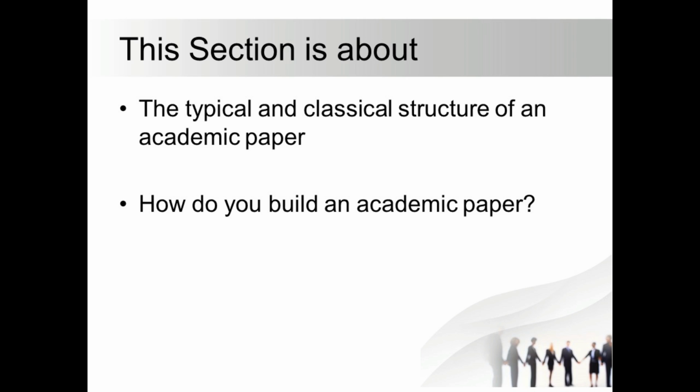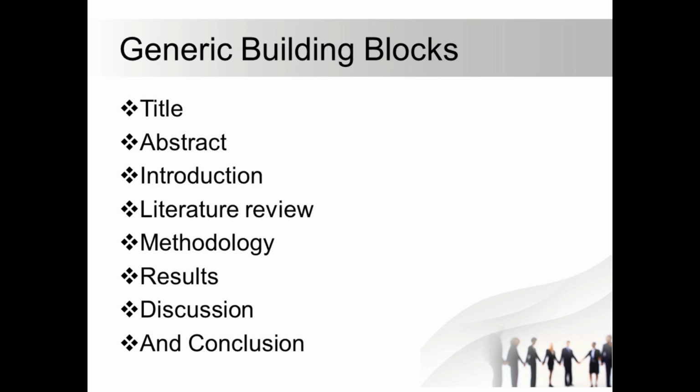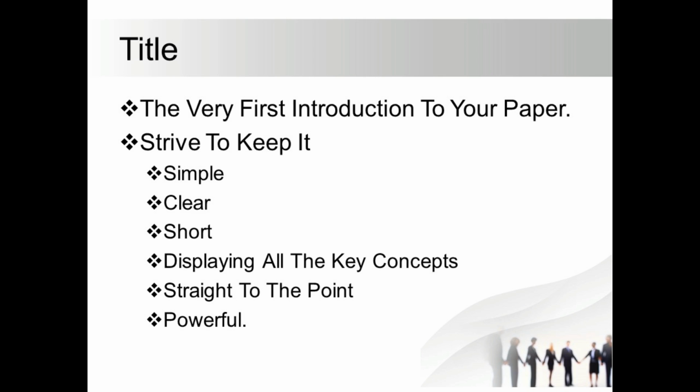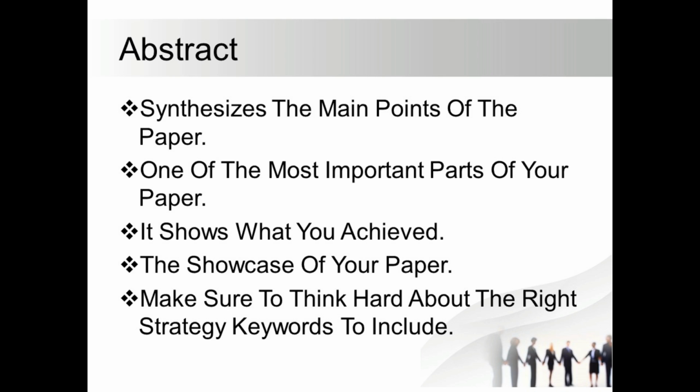As we begin, it's important to understand that there are some generic building blocks you will find in almost every paper. Those are title, abstract, introduction, literature review, methodology, results, discussion, and conclusion. Starting at the beginning, let's remember that there's a title, and it's an important element as the very first introduction to your paper. Strive to keep it simple, clear, short, displaying all the key concepts, straight to the point, and powerful.